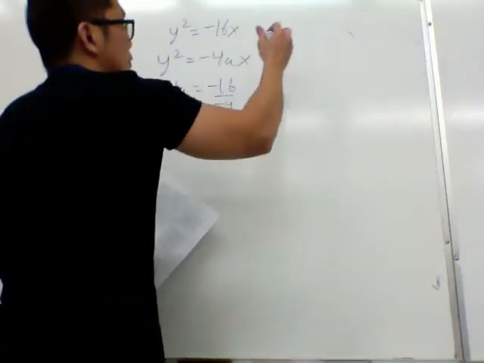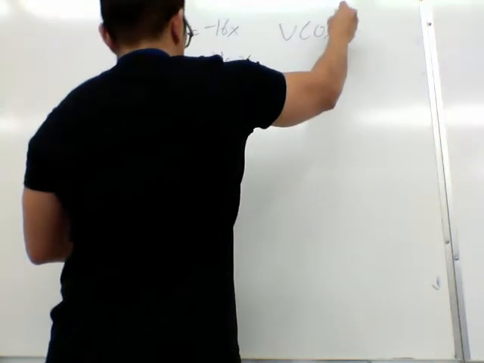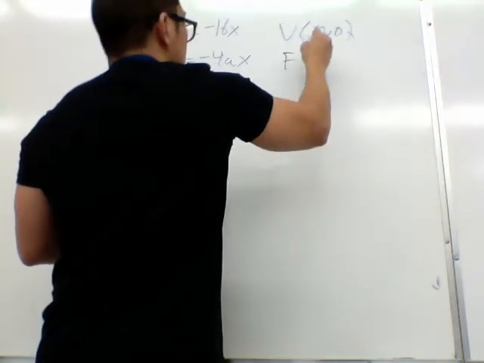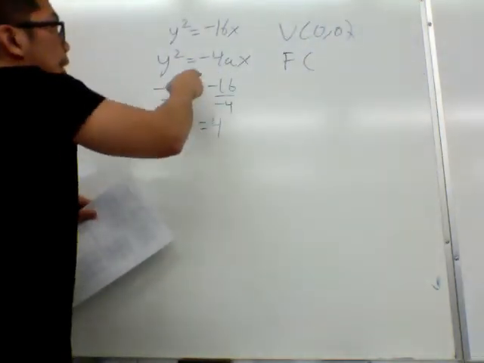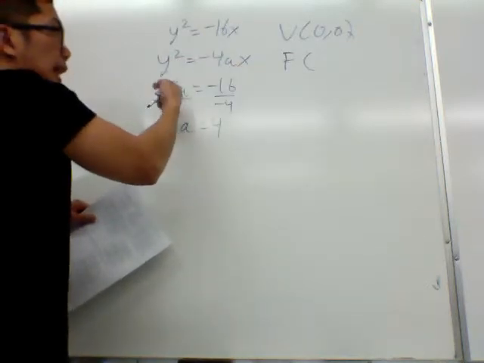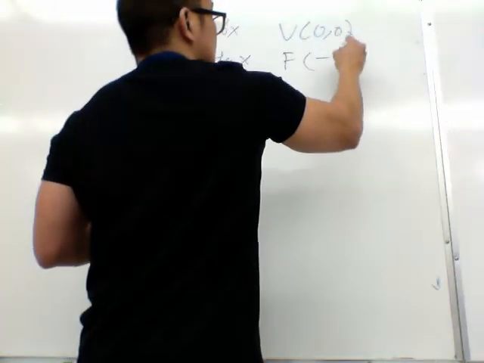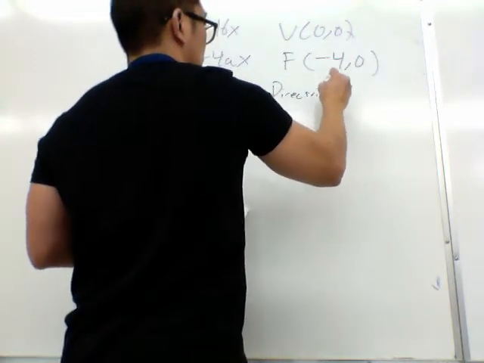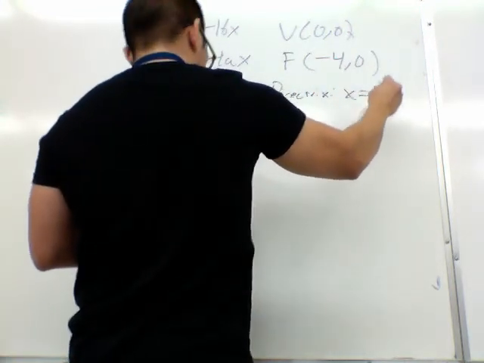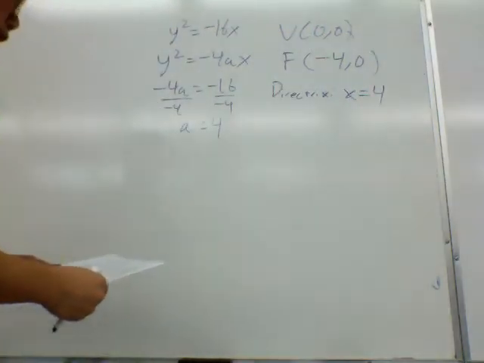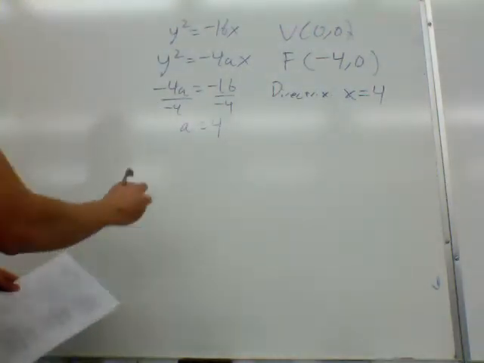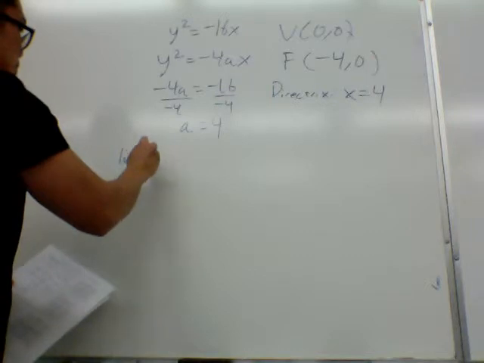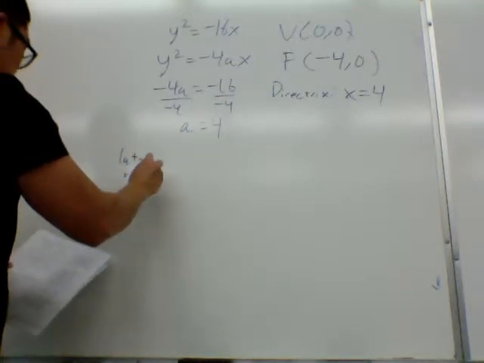I know since it's in this form, my vertex is at 0, 0. My focus, since it's in this form, is to the left. So my focus is negative 4, 0. And my directrix is that x is equal to 4. So let's find the points of the latus rectum.